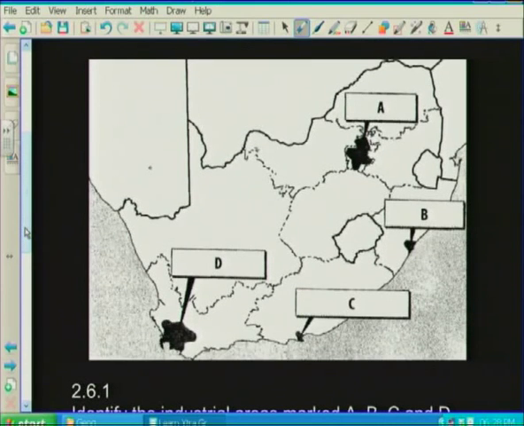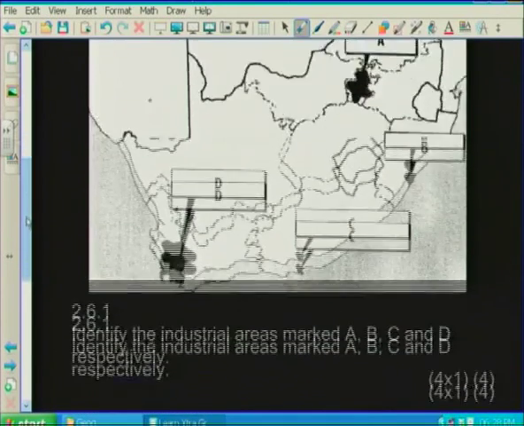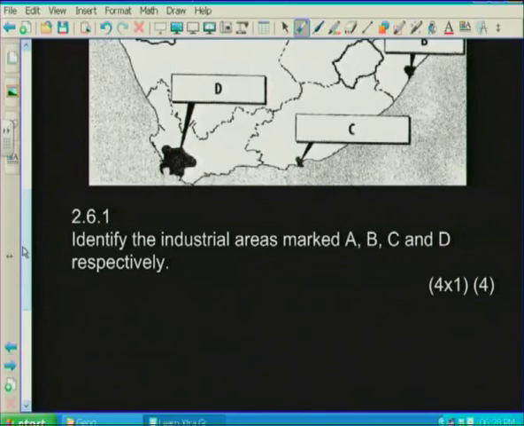Any idea here worth 2 marks is going to get you those 2 marks over there. All right, here is a question which is based on a source. So look at the map below and answer the questions that follow. You've got a map of South Africa with all the 9 provinces, and then 4 sections have been highlighted, A, B, C, and D, and the questions want you to do the following.